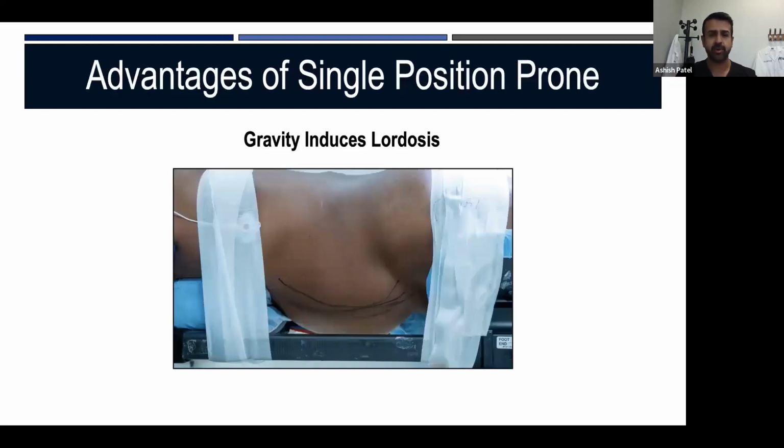There's some added benefits to the prone position. With hip extension and knee extension, you have gravity, which creates passive lordosis, especially through the segments at L4 through S1 where you need it.